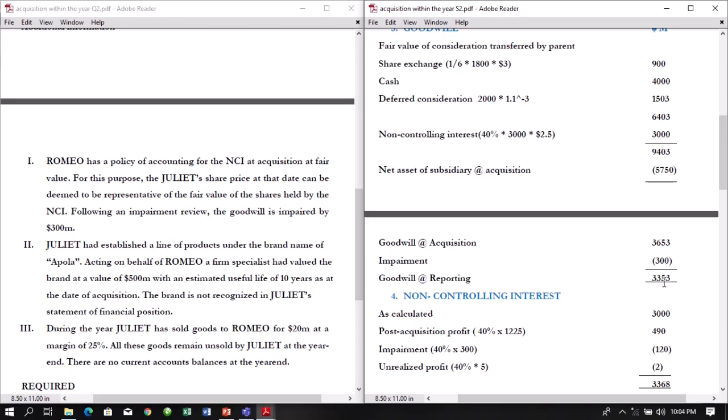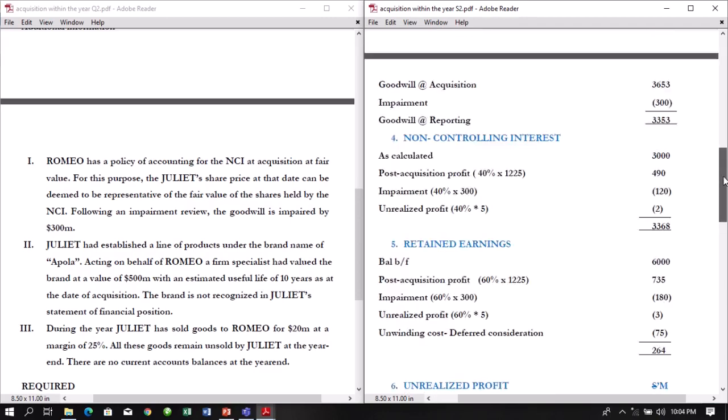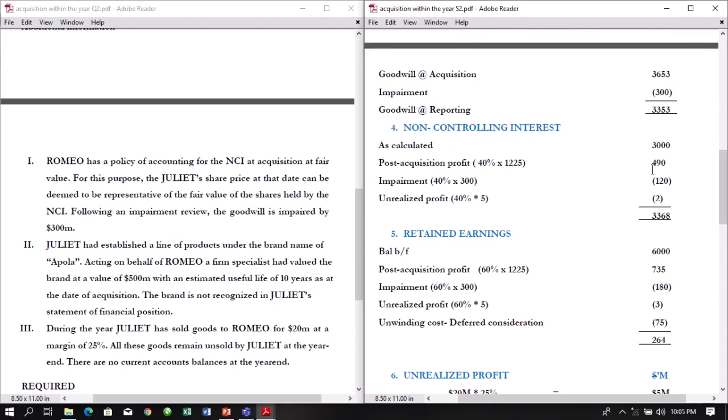So moving forward, we go to non-controlling interest, which is working note 4. And under working note 4, what are we going to have? As calculated in working note 3, my NCI is 3,000. Now, any profits we make in this business, NCI is entitled to 40%, right? So my post-acquisition profit will be 40% times 1225 as gotten in working note 2. So we are going to get 490. After that, we less impairment. 40% times the impairment, which is 300, will give us 120.